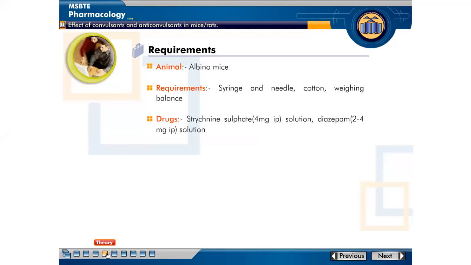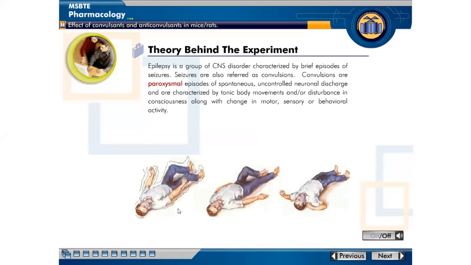The next is the theory behind the experiment. Epilepsy is a group of CNS disorders characterized by brief episodes of seizures. Seizures are also referred to as convulsions. Convulsions are paroxysmal episodes of spontaneous, uncontrolled neuronal discharge and are characterized by tonic body movements and or disturbance in consciousness along with change in motor, sensory or behavioral activity.